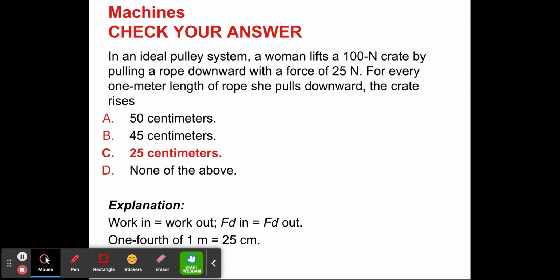The whole idea here is that the work input should be equal to the work output.